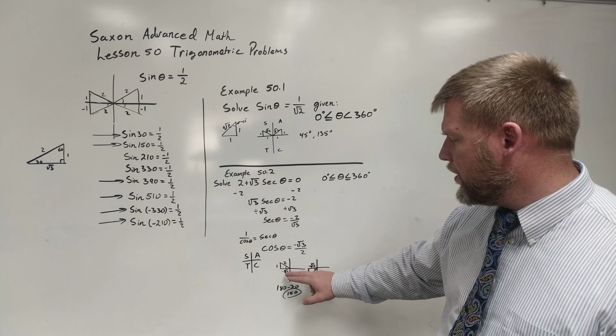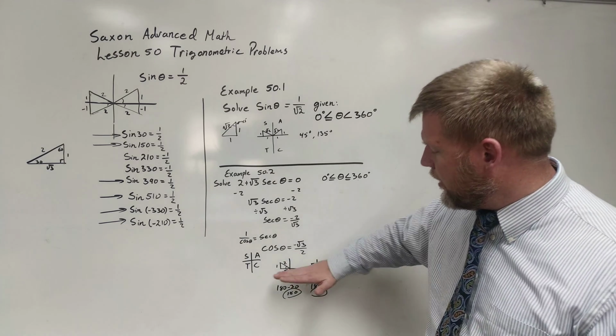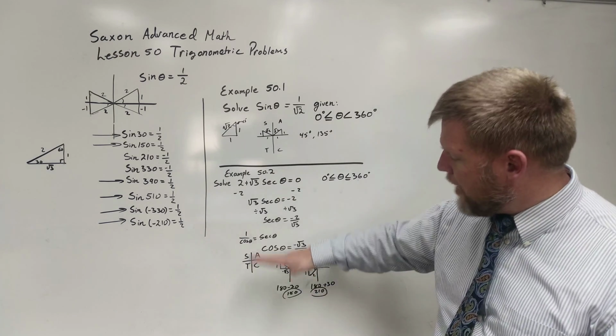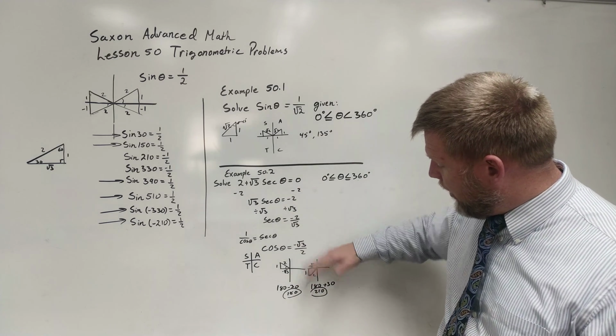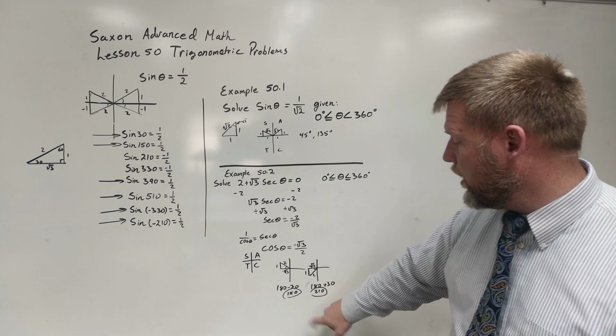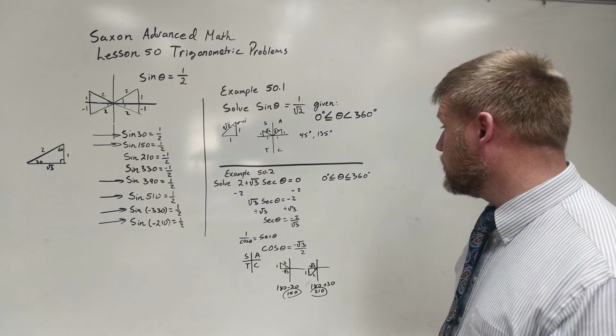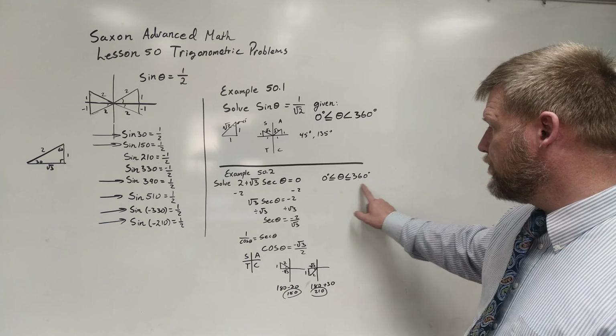Well, if it's 30 degrees in the second quadrant, that is 180 back 30, right? And that gives me 150. If I went 180 plus 30, that's going to give me my 210. And those are my two answers, 150 and 210, with the range being here.